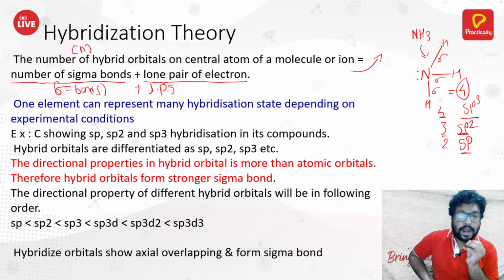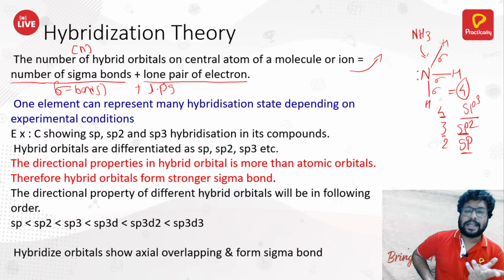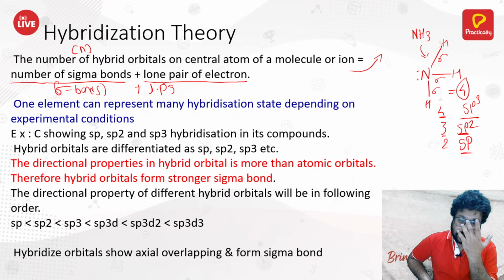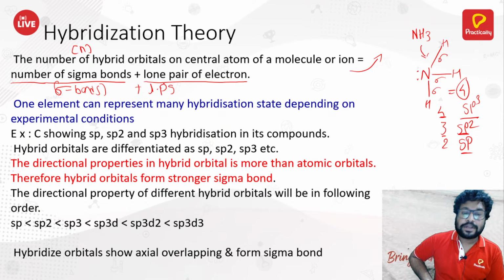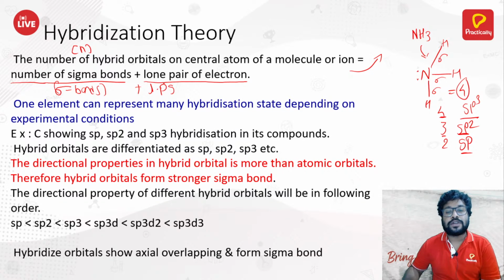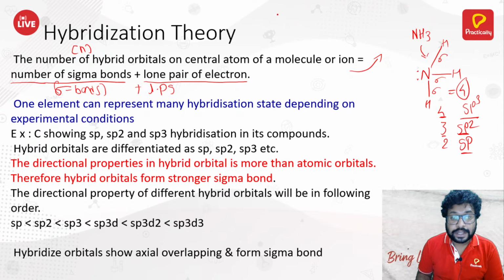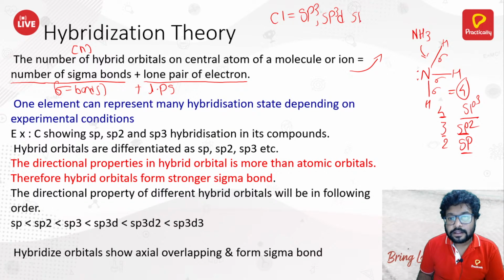One element can represent many hybridization states depending on experimental conditions. For example, carbon shows 3 types of hybridization: sp, sp2, and sp3. In a similar fashion, chlorine also shows hybridization. Which are those? sp3, sp3d, sp3d2, sp3d3.